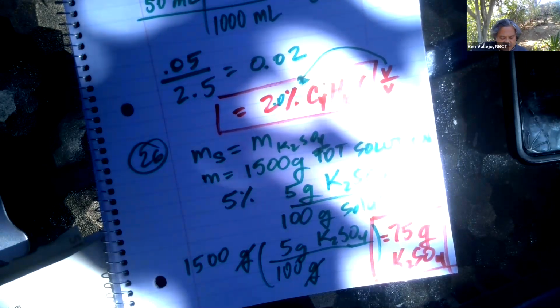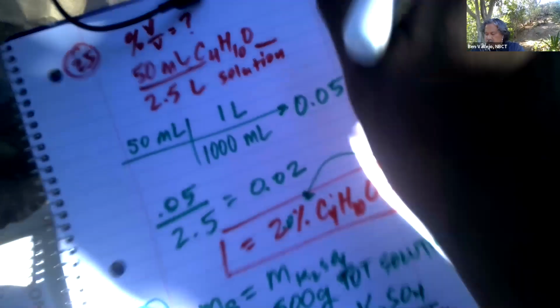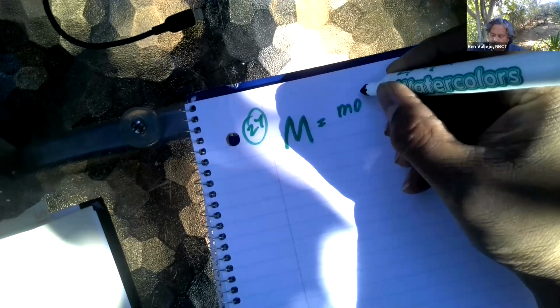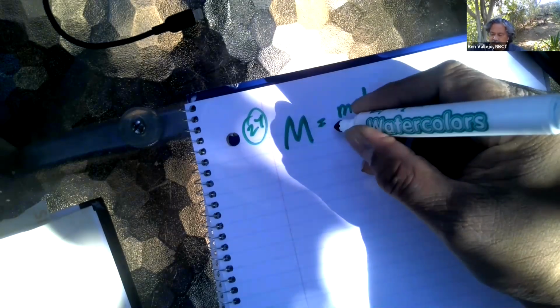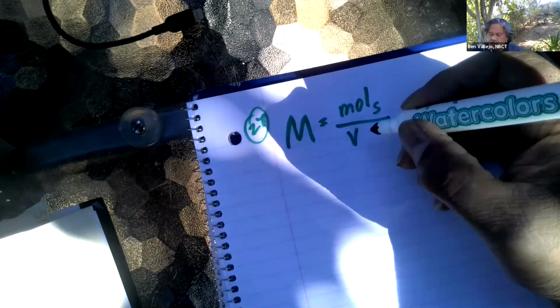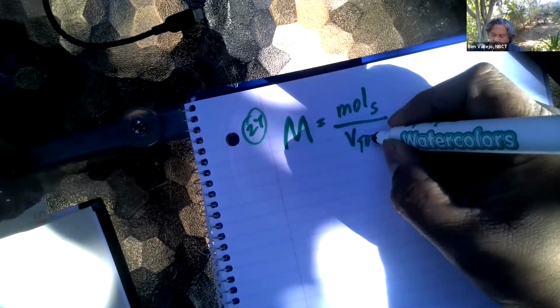The last one we have is, what information would you need in order to convert molarity to percent by volume? Well, you can just look at the definitions of those. For molarity, and this is number 27, you need moles of the solute divided by the total volume of the total solution. We'll call that V total.